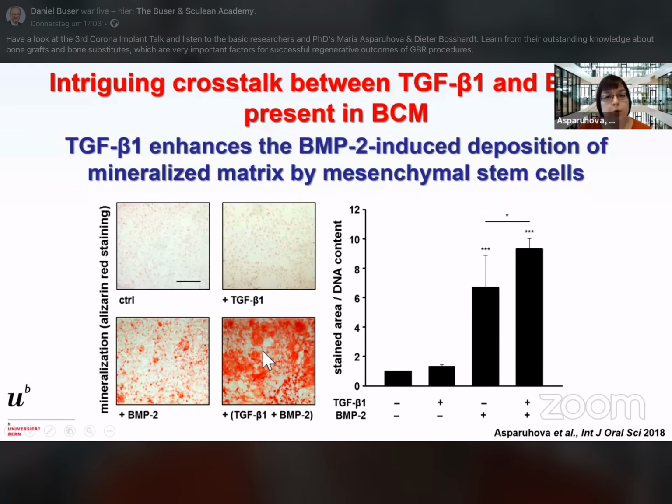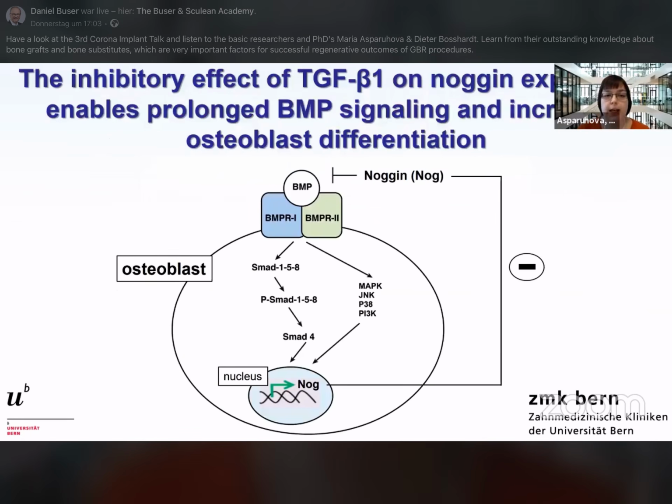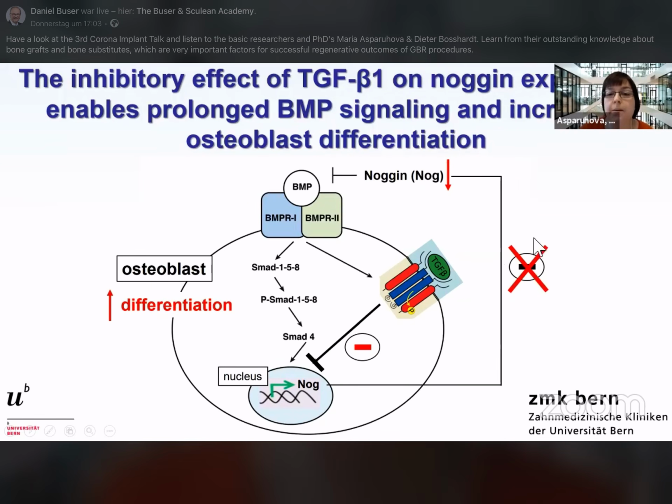We wanted to know what the mechanism behind this is, and we figured it out, but I am not going into complex graphs. I will only tell you the conclusion. We found that TGF-beta1 inhibited the expression of a glycoprotein called noggin, which is an antagonist of BMP2. The inhibitory effect of TGF-beta1 on this antagonist enabled prolonged BMP signaling and increased osteoblast differentiation.